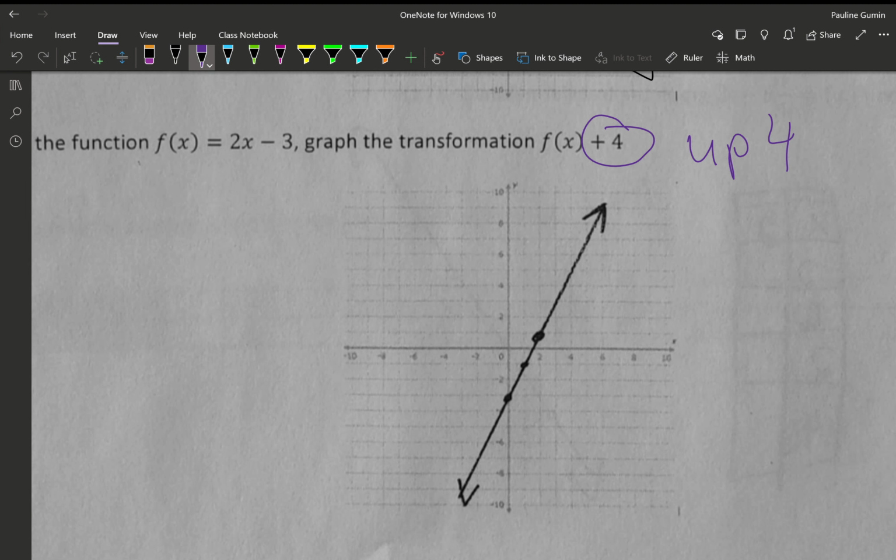Ready? Let's go. 1, 2, 3, 4. I'm going to make it blue. New point. And then up 1, 2, 3, 4. New point. And then one more time. Up 1, 2, 3, and 4. There's our dot. And of course, you use a straight edge to create a wonderful transformed function.